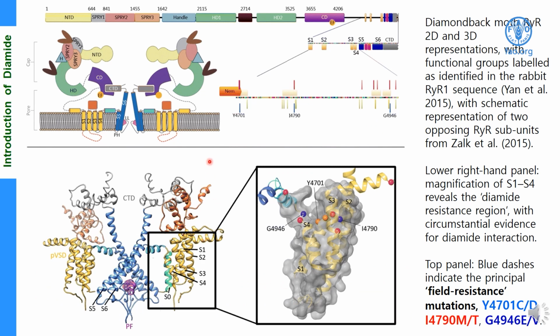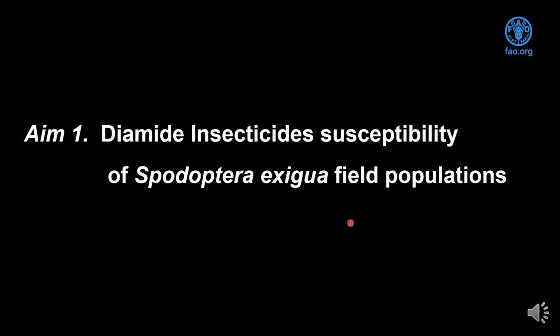And this is the target site of diamide insecticides, the ryanodine receptor. It has a somewhat complicated structure. Anyway, the main insecticide resistance mutations exist here, in the transmembrane segment. In total, 3 point mutations were reported. So, this is the first aim of this research.